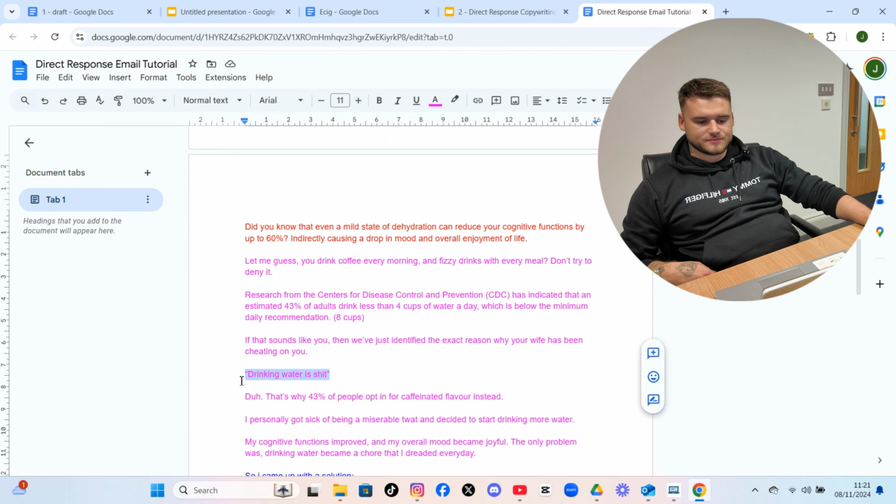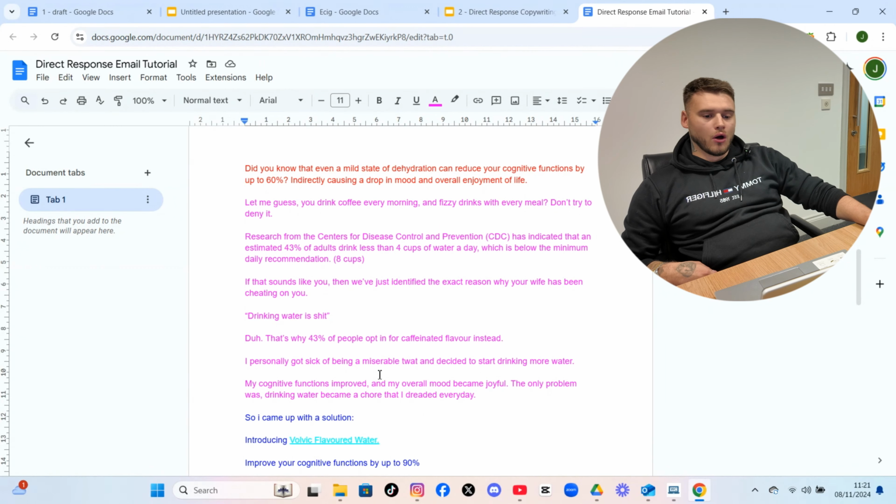So now, to further improve the quality of the copy, you need to address predispositions or address concerns. In this case, drinking water is shit. I mean, there's not really much else that you can write about a bottle of water. I'm surprised I've even managed to craft this, to be honest, but drinking water is shit. Duh. That's why 43% of people opt in for a caffeinated flavour instead.